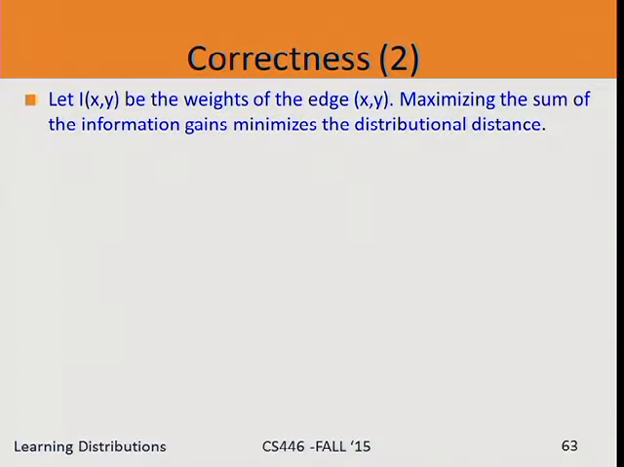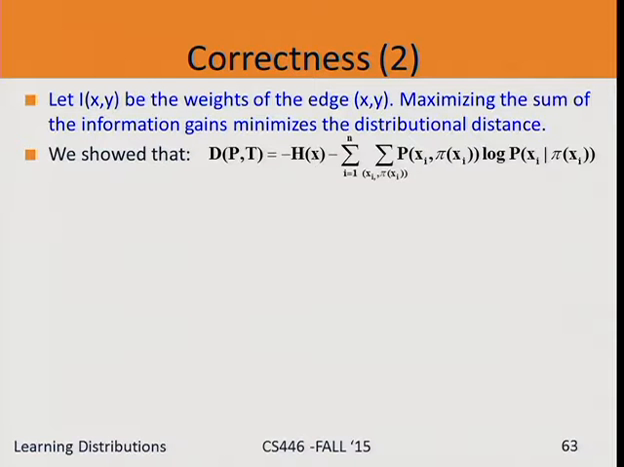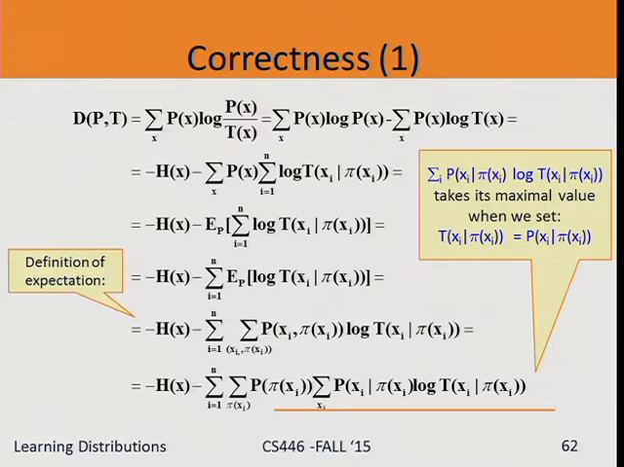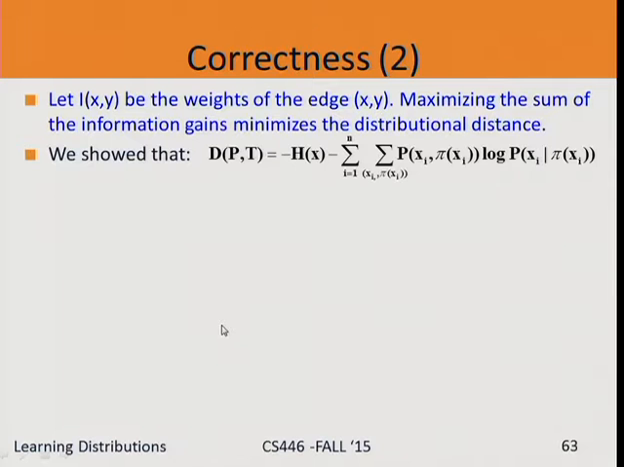The next thing I want to prove is that we did the right thing by using the information gain as the weights. So remember that our whole algorithm was guided by this information gain, or mutual information, between X and Y. Now, this is an expression that we developed before. Just reminding you, it was this one. Essentially, we wrote the distance as an entropy term, the sum over all nodes, sum over pairs x_i, parent of x_i, P of x_i comma pi, log P of x_i given pi of x_i.